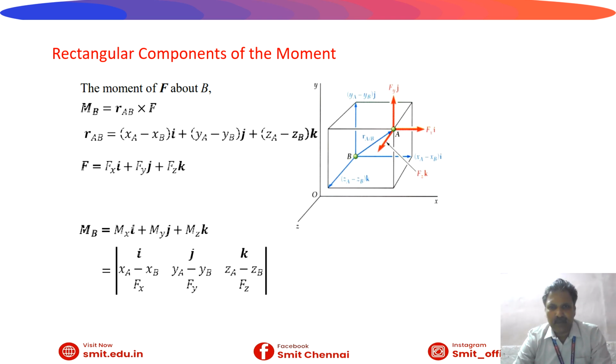What is r_AB? r_AB is nothing but we have to take the coordinates x, y, z and subtract them, x2 minus x1, the same concept. Here we are using x_A minus x_B, then y_A minus y_B, plus z_A minus z_B. Then F equal to Fx i plus Fy j plus Fz k. Then M, already we wrote in the previous slide, Mx i plus My j plus Mz k.